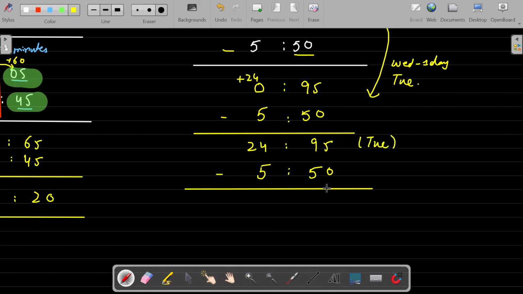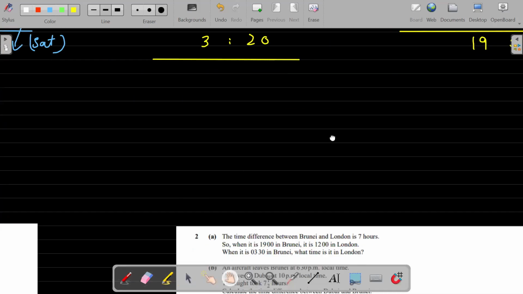Okay, now let's subtract. 95 minus 50 will be 45. And 24 minus 5 is 19. Now that seems quite logical. Your minutes are less than 60 and your hours are less than 24. And here the day is Tuesday. I hope you have cleared your concept till here. Now let's apply these rules on questions.